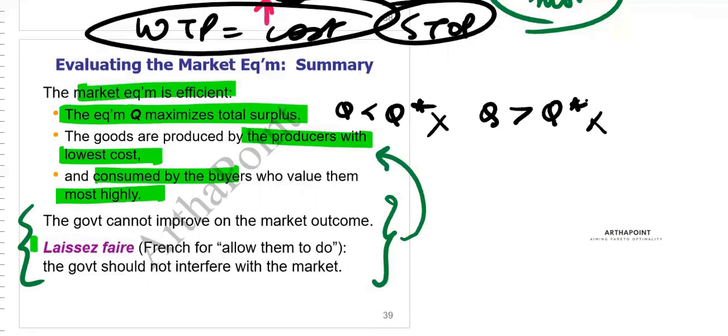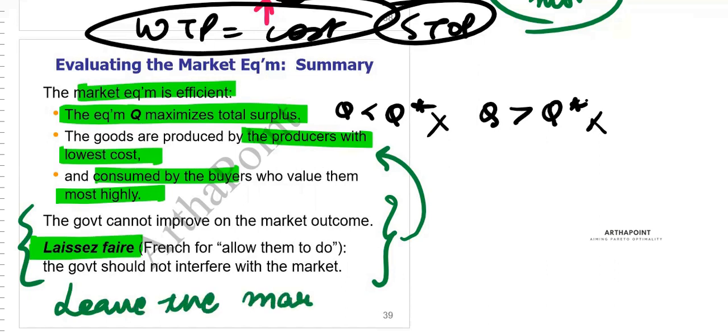And this is known as laissez-faire. Laissez-faire means leave the market to itself. Let the market be free. Let the market itself do things for itself. Let these self-interested parties do things for themselves. They will automatically come towards the equilibrium.